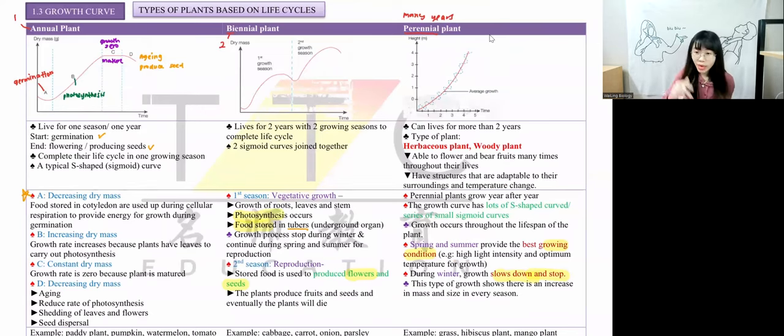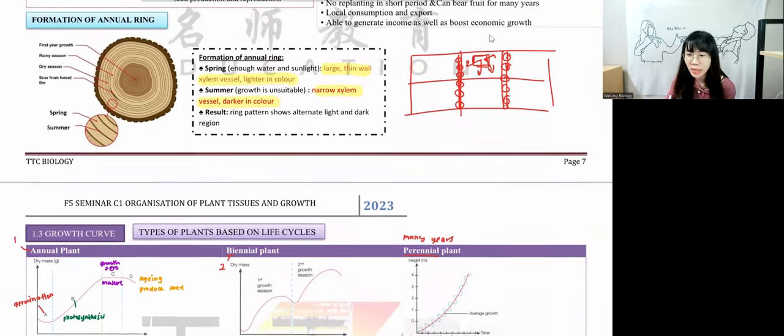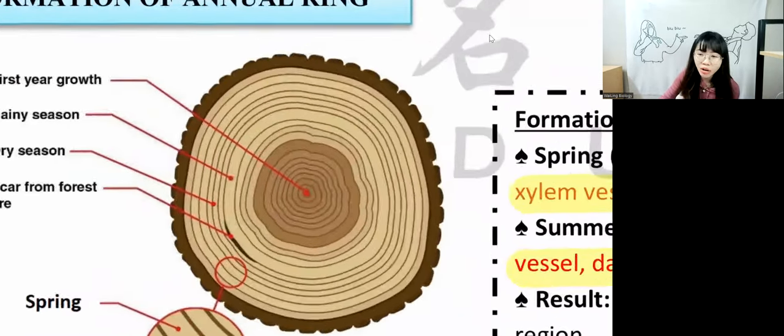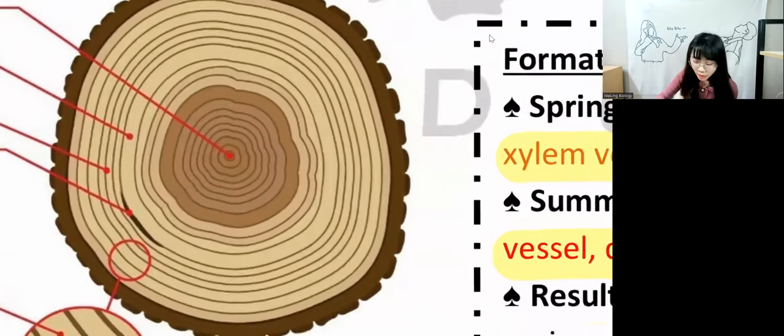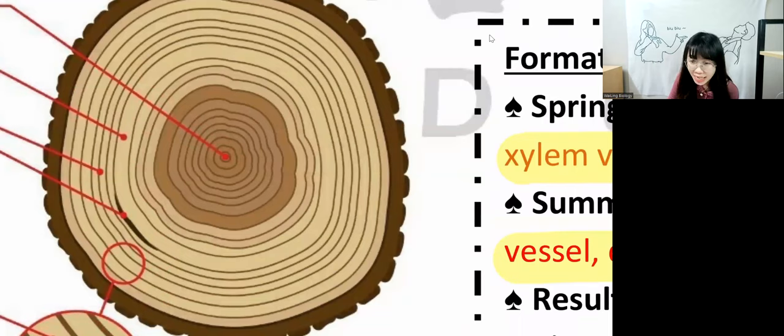Okay, can we try one question before we end class? How do we know the age of the plants? Do we count the bright color one or the darker color one? Either you count the lines or you count the space, whichever one. My preference, I usually count the lines most of the time.